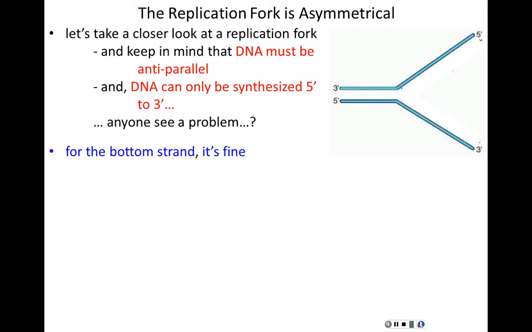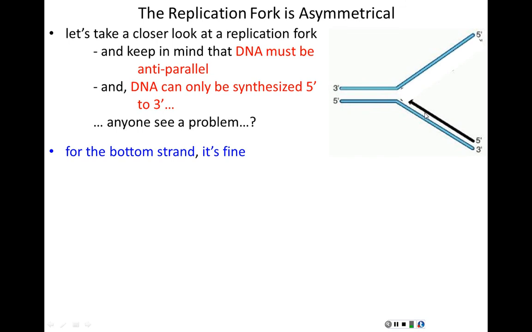You see, for the bottom strand, this poses no problem at all. For the bottom strand, we can make new DNA that is anti-parallel to the template strand, that is following the direction of the replication fork. We start making our DNA here on the end, and we just keep making DNA, chugging along as the replication fork moves forward. The replication fork is going to continue to open up DNA towards the left, and the new DNA being synthesized will follow it. Great.